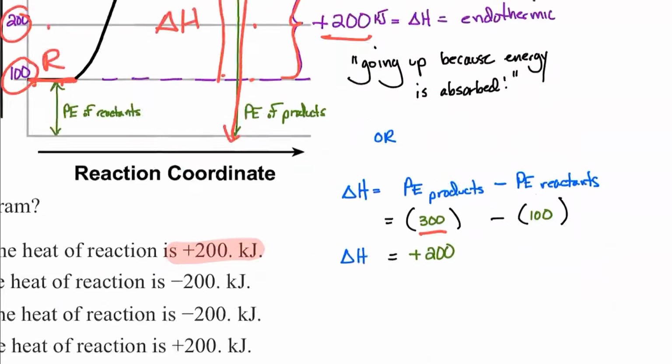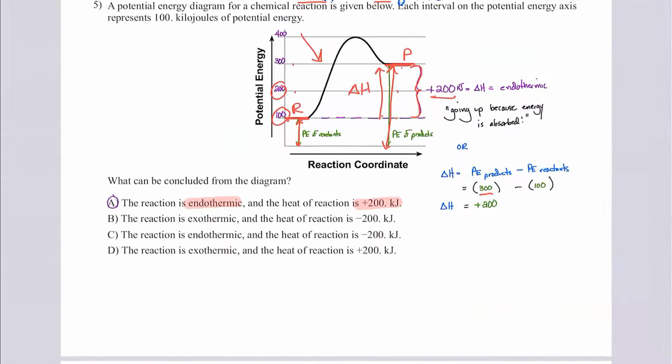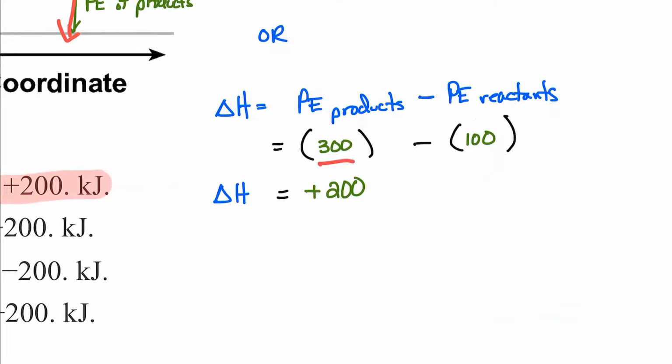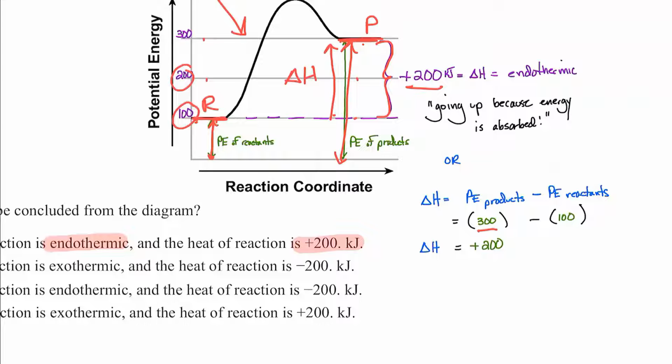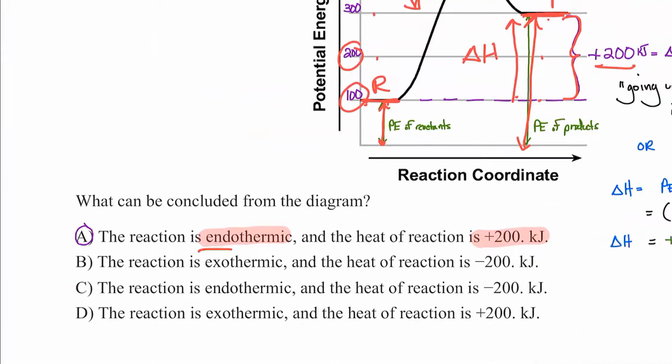That's 300, products minus the reactants. This is the potential energy of the reactants, which is 100. So 300 minus 100 is 200. There are many different ways to do this, but it's products minus reactants. In any case, this is endothermic. The curve is working itself upward because it's absorbing energy, and the change has to be positive. Its delta H is positive.